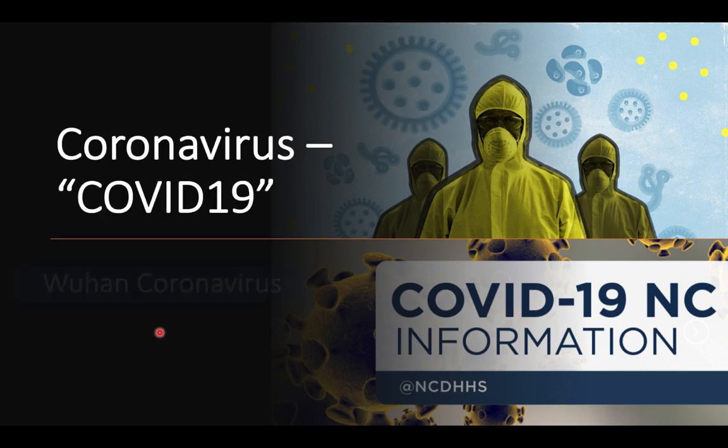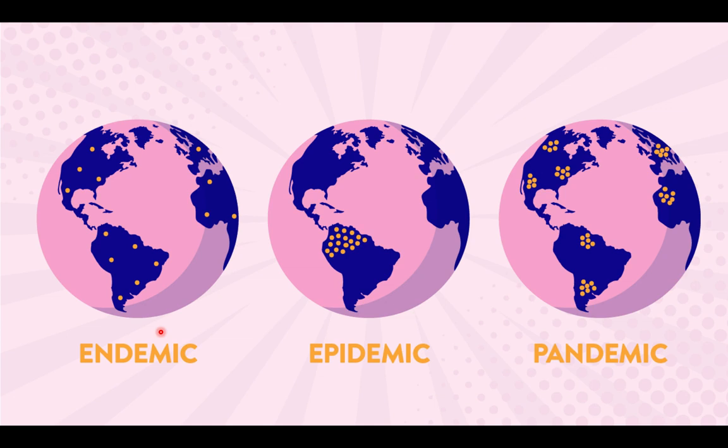Virus 19, or known as Wuhan coronavirus. We all know viruses can be either endemic, epidemic, or pandemic. Endemic is when it's dotted around the whole globe, but in small areas in different countries. Epidemic is localized to one area of the country, and pandemic is when there is widespread transmission of the virus towards different parts. So, as you can see, self-explanatory on the screen.